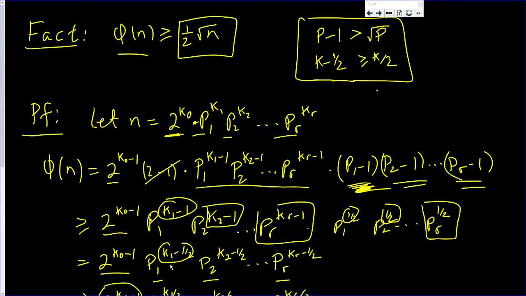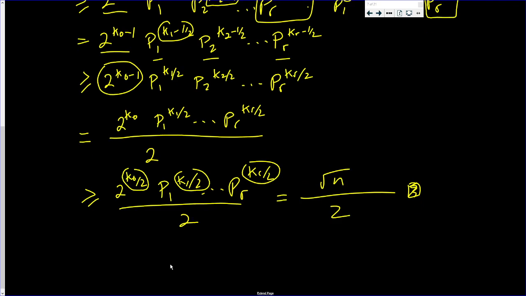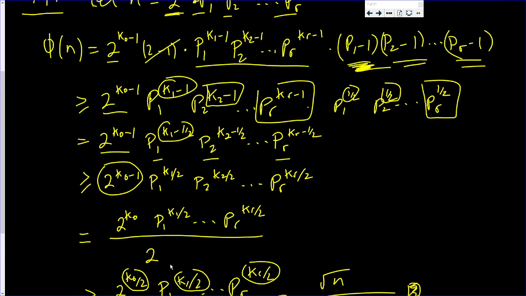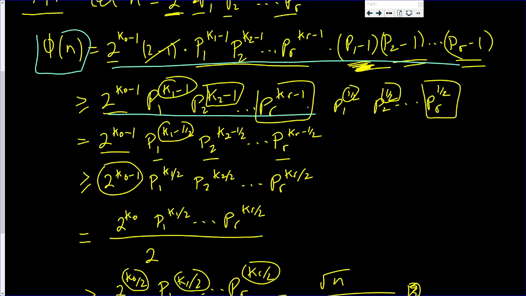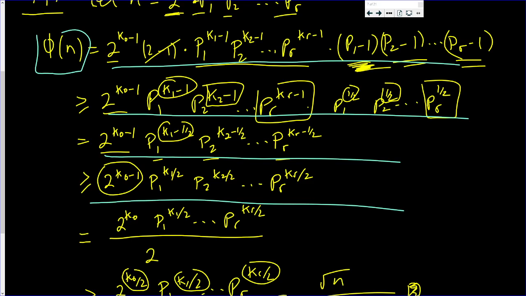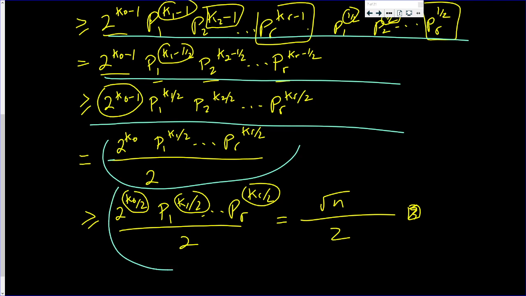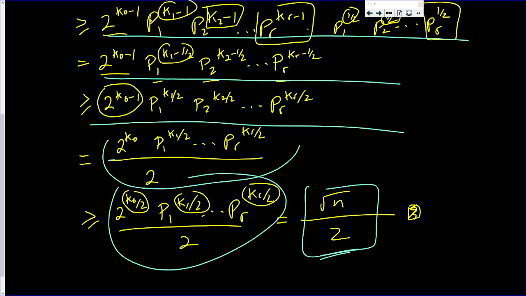And I showed that this here, phi of n, is greater than or equal to the square root of n over 2. Phi of n is equal to this, which is greater than or equal to that, which is equal to that, which is greater than that, which is equal to that, which is greater than this, which equals that. Phi of n is greater than or equal to the square root of n over 2.